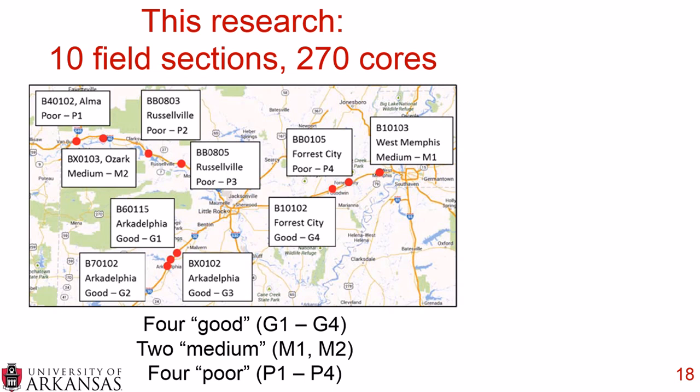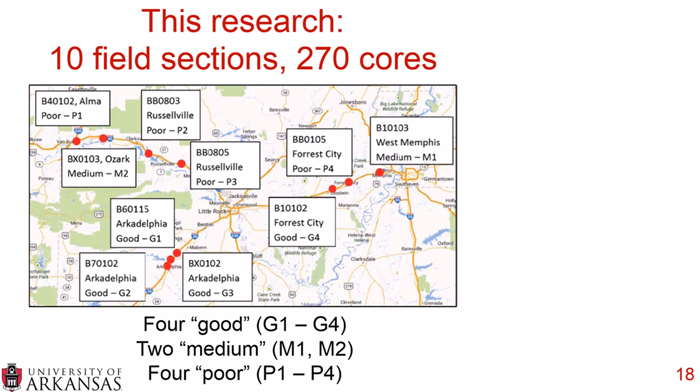All 10 field sections were from the interstate in the state of Arkansas. So if you look at this map, Little Rock is in the middle, and then going up to the left is I-40, down to the left is I-30, and then to the right is also I-40. And there were 3 sections off of I-30 in the lower left. All 3 of those were good sections. All three were from Arkadelphia, and those are G1, G2, and G3.